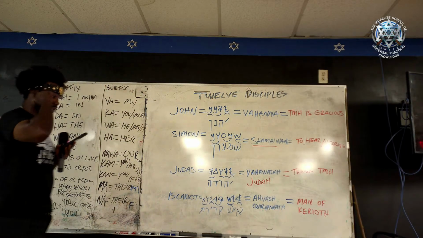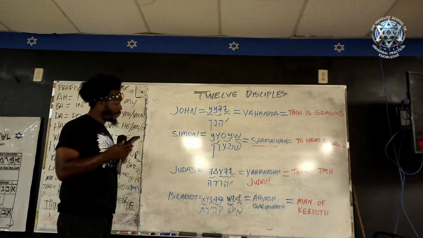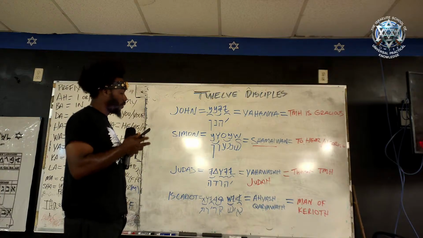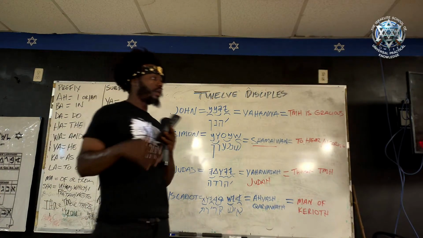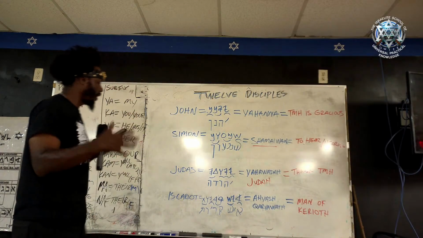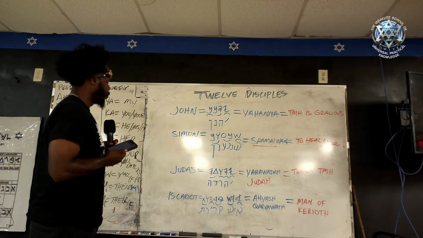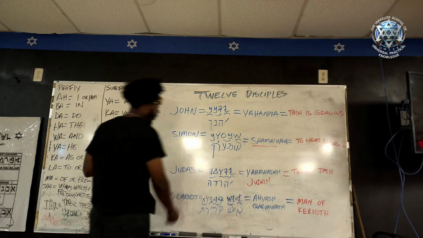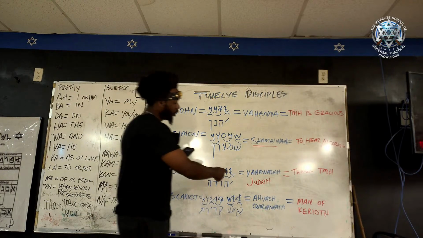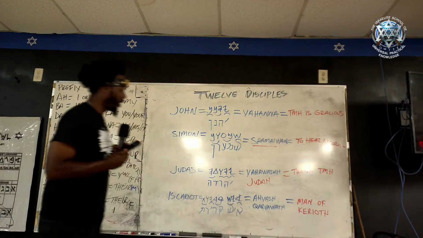And before it was a town of Judah, it used to be a town of Moab. The original town was a town of Moab. Then it was taken over by Judah, you know, when we had the kingdom, right? Okay. So Judas Iscariot is Judah, man of Kirioth, right?